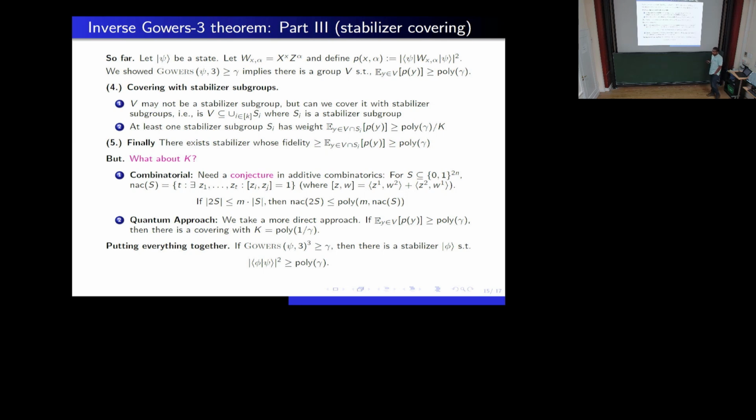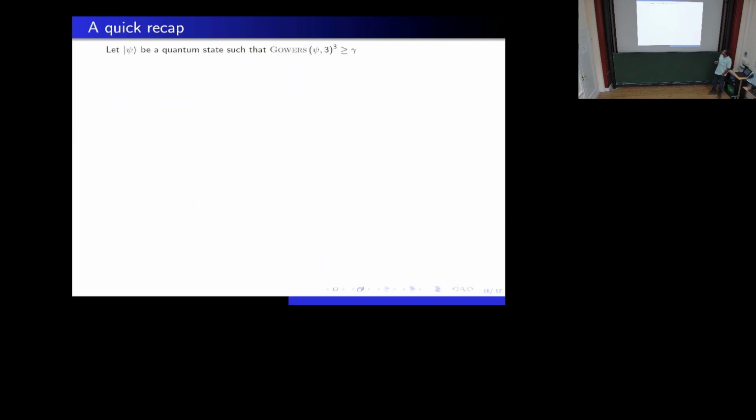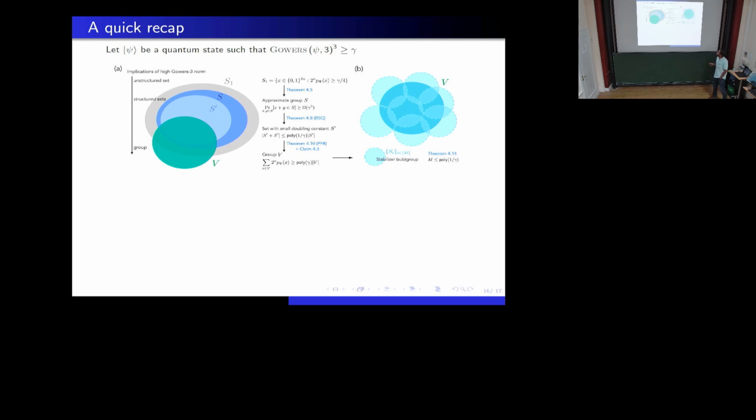I went through this a bit quick, but maybe let me just give you a quick recap this way. So we start with the set S, which has all high weight expectation values. If it was a stabilizer state, this quantity was exactly 1 for the stabilizer subgroup. But I'm just looking at all x's for which this quantity is at least gamma to the 4. Then, using our main structural theorem, what we show is there exists a choice set which is approximately a subgroup. So if I pick x and y in S, x plus y is also in S with high probability.